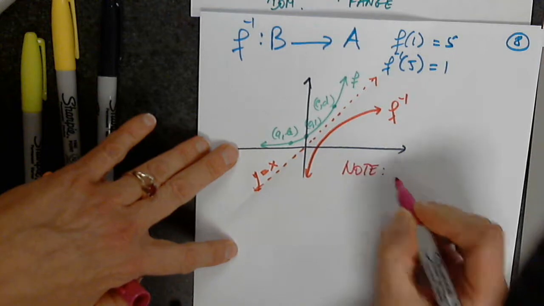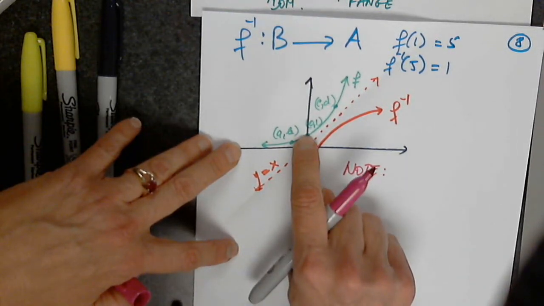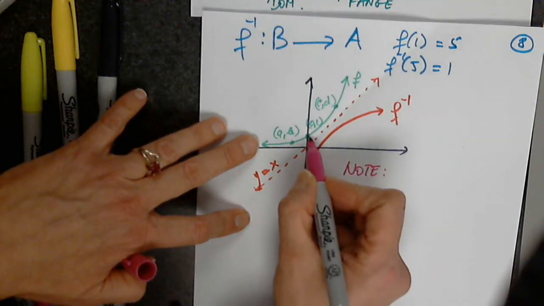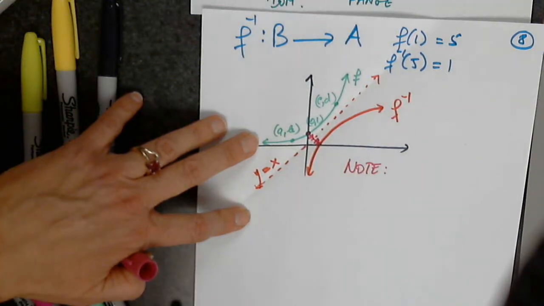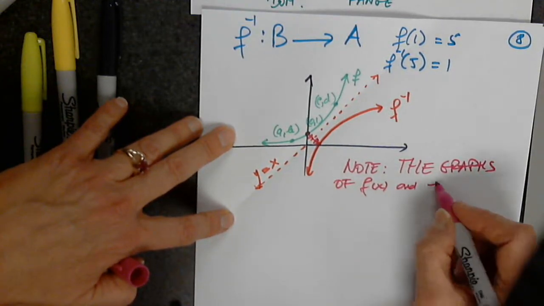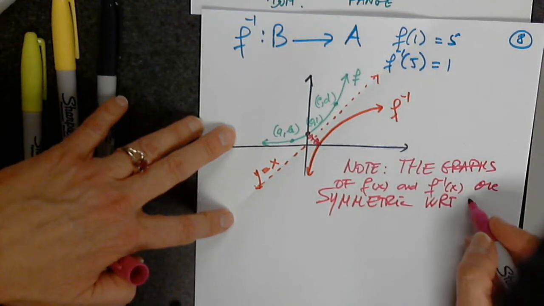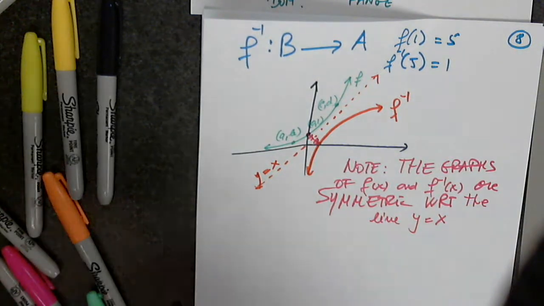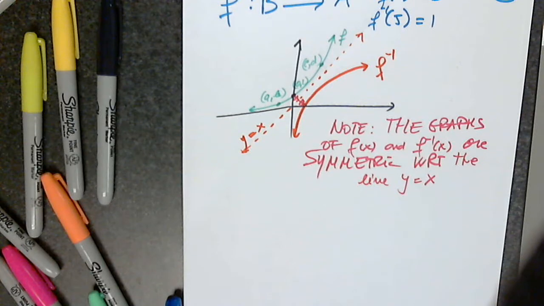So here's our note. Why does this happen? Because the ordered pairs for the inverse function are reversed. So if I have 0, 1 here, then I have to have 1, 0 here. If I have 2, 4 here, then I have to have 4, 2 here. So the line segment between this point and this point is bisected at y equals x. This piece equals this piece. So note, the graphs of f of x and its inverse are symmetric with respect to the line y equals x. And this happens for any function. The graphs of f and f inverse are always symmetric with respect to y equals x. Any questions?